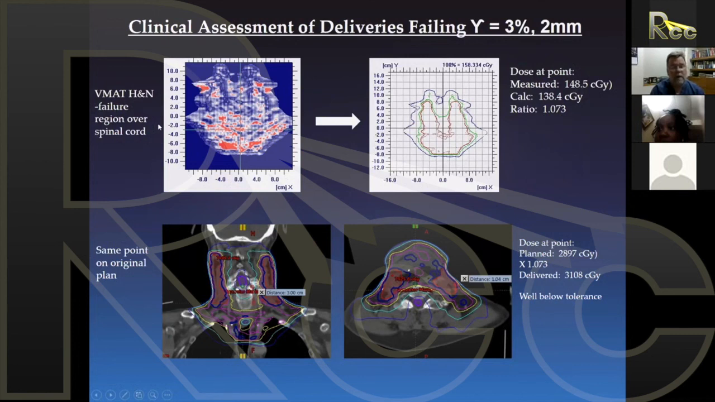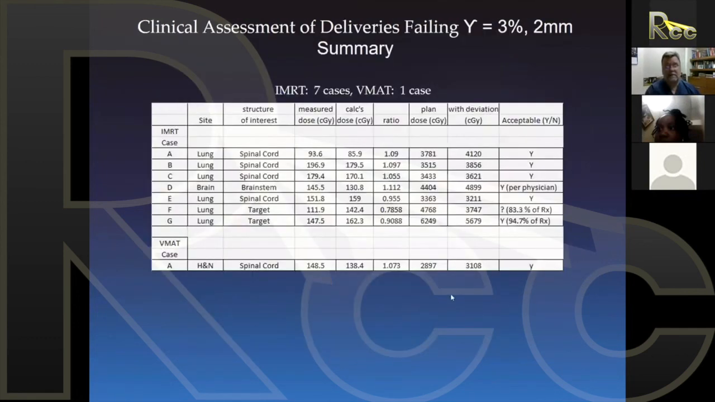And this is the one that failed in the VMAT out of the 75. So we took that plane of analysis, right? And we measured the point that overlies the spinal cord, one of the red areas. And the ratio between the measured versus calculated was 7% difference. We went back to the planning system for the same coordinates and saw that it initially had about 2,900 centigray, scaled it by the 7%, 31 gray, well below cord tolerance, would not have caused an impact on this patient. This was the assessment for all 150 cases.